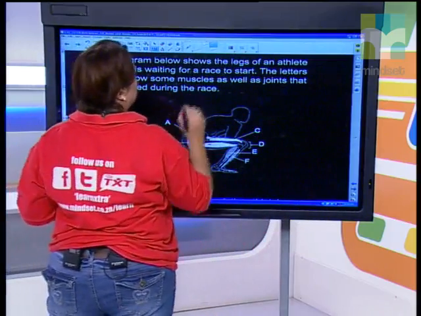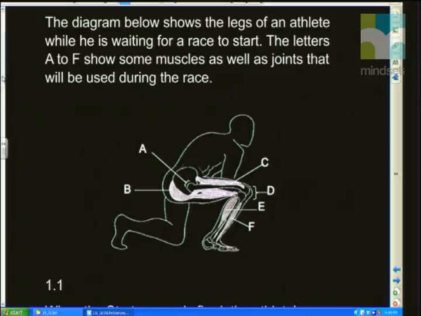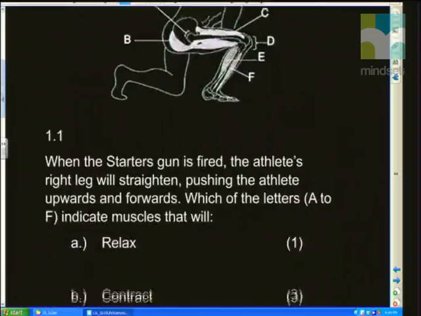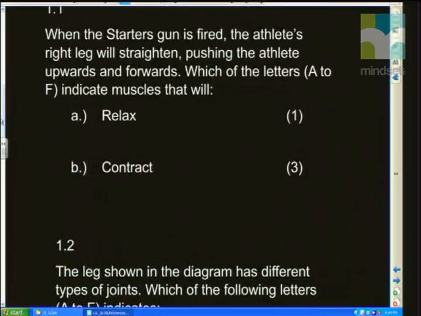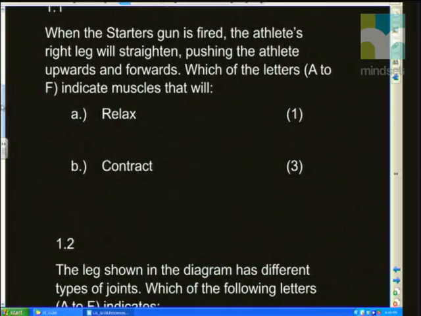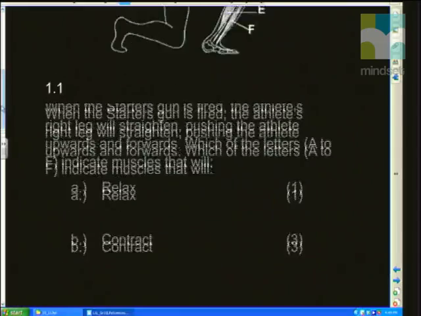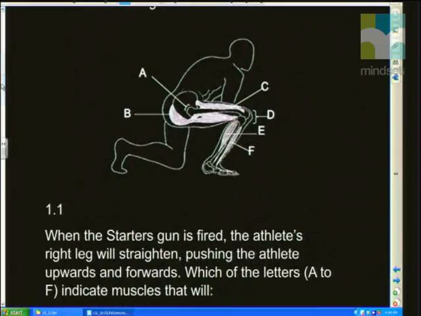The diagram below shows the legs of an athlete while he's waiting for a race to start. The letters A to F show some muscles as well as joints that will be used during the race. When the starter's gun is fired, the athlete's right leg will straighten, pushing the athlete upwards and forwards. Which of the letters A to F indicate muscles that will relax? Okay, he's standing like this. This is the right leg, and he's going to stand up.